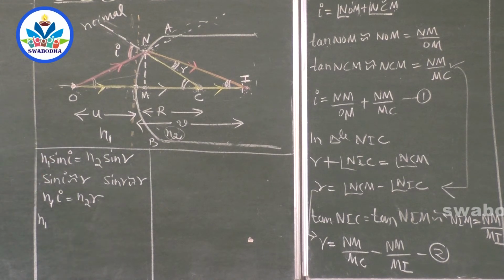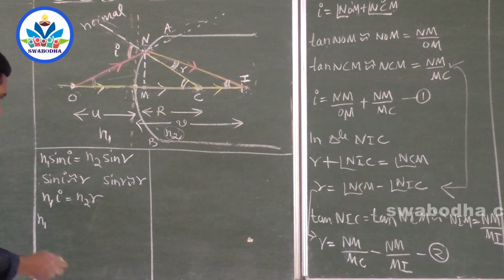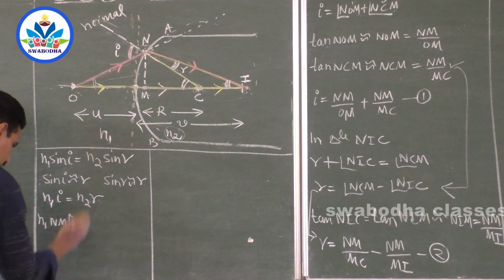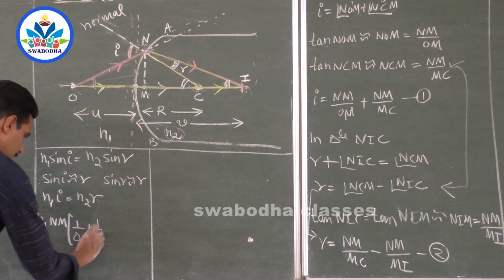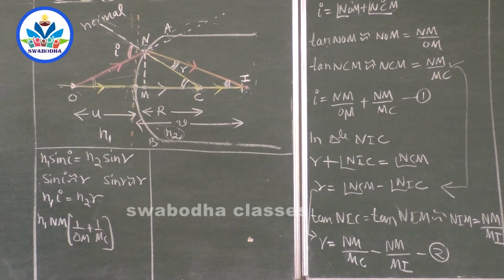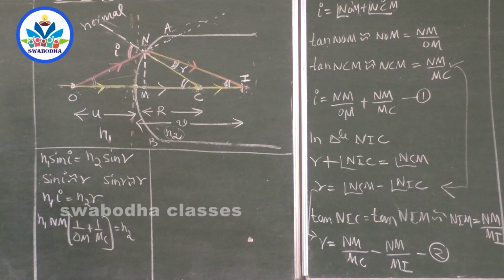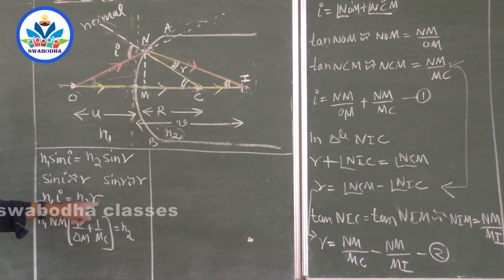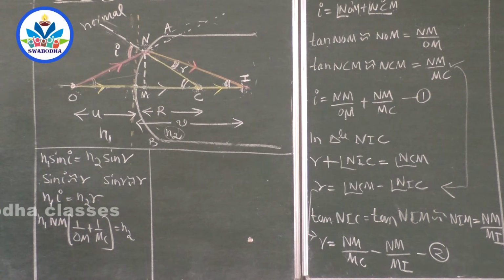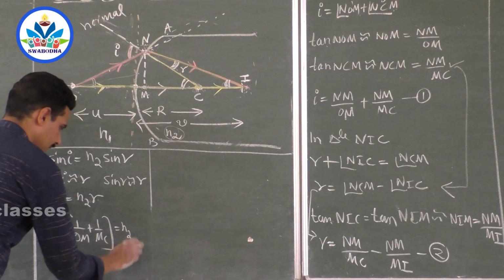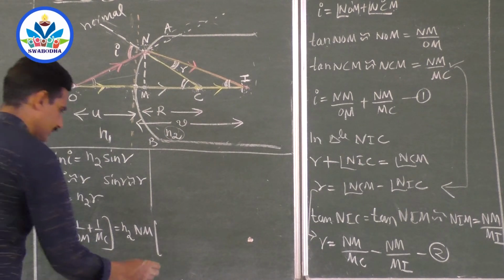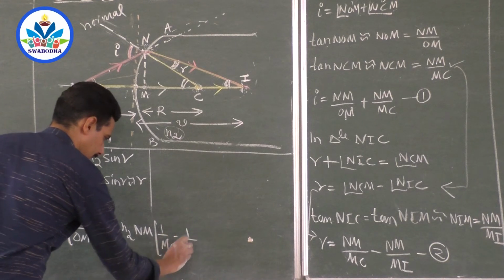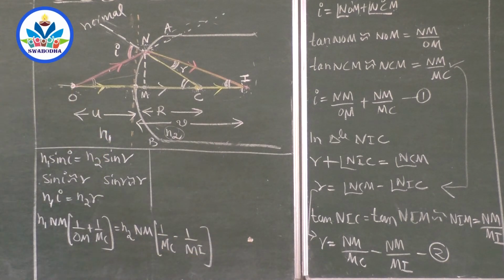So shall I take NM outside now? The whole board is available for you now. NM into, I will take NM outside, 1 by OM plus 1 by MC, into n1, is equal to n2 into sin r. What is sin r? Sin r is almost equal to r. What is r? r is NM by MC minus NM by MI. There also you can take NM outside: NM into 1 by MC minus 1 by MI. NM gets cancelled.